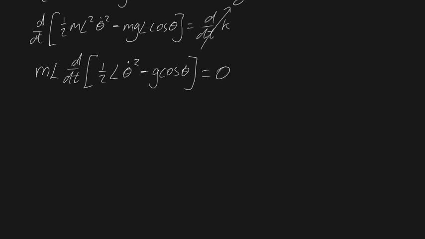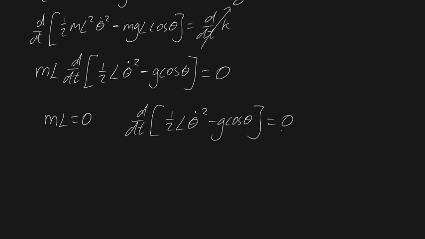Okay, so let's see if we can figure this out. Well, we're left with two solutions here. We're left with either mL is equal to 0, or we're left with the derivative of this beast in the middle of these brackets, a half L theta dot squared minus g cosine theta, is equal to 0, right? This is a really trivial solution, right? This implies that either m is equal to 0 or L is equal to 0, neither of which are the case. So this is really just a trivial solution, and we shouldn't really pay attention to that.